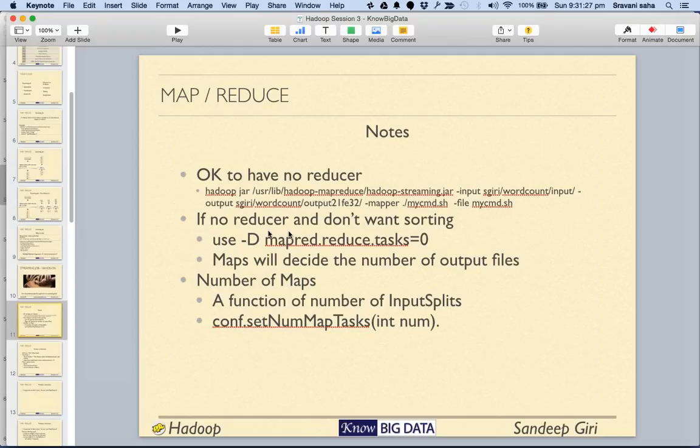If you have no reducer and you don't want sorting, you can turn it off by mentioning -D, the way we mentioned the number of reduce tasks. You can set the number of reduce tasks to 0. In this case, how many map tasks you have will decide the number of output files.